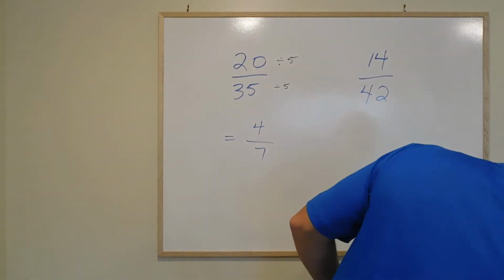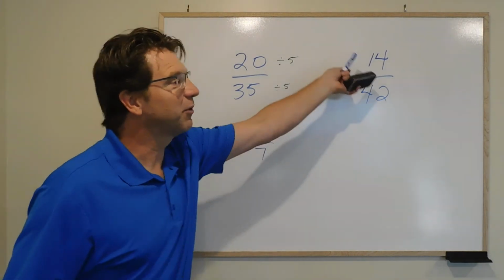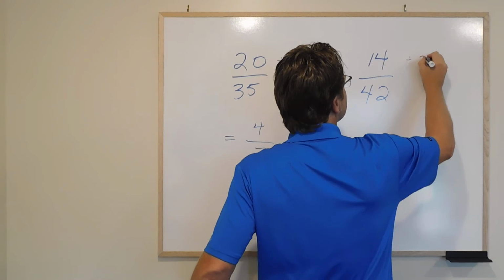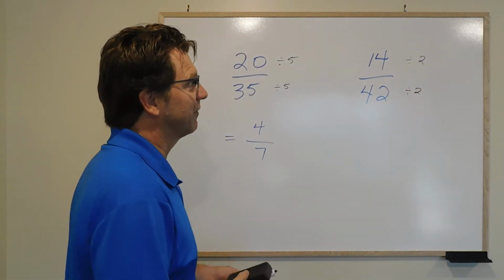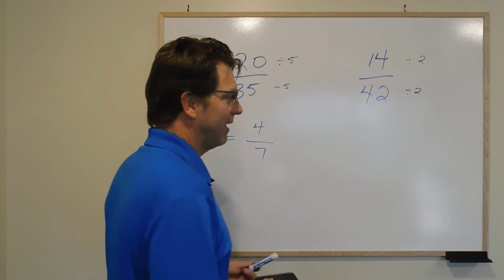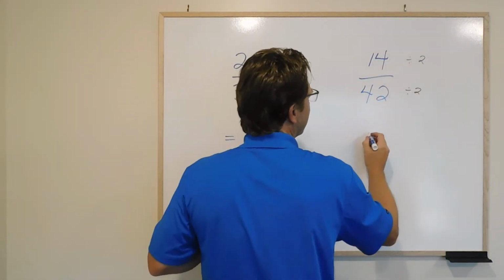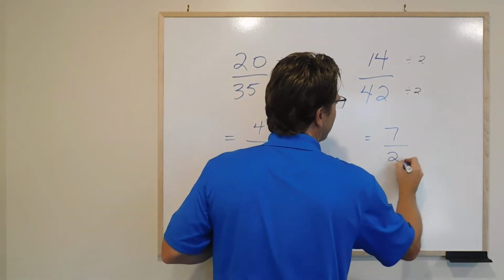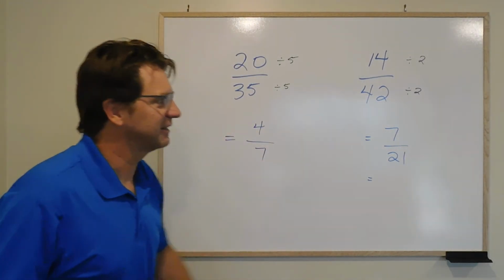Okay? Pick numbers that you can see, that you do recognize. Well, these are both even numbers, so I can divide them both by 2. Okay, I can see that one. I don't have to get to 14 right away. 14 divided by 2 is 7. 42 divided by 2 is 21. Now I've got to look at it again.